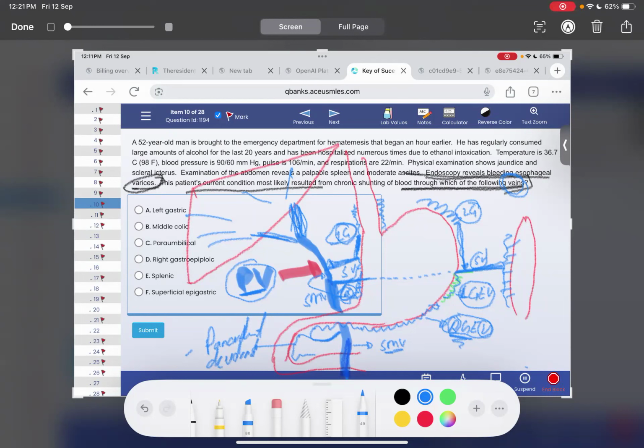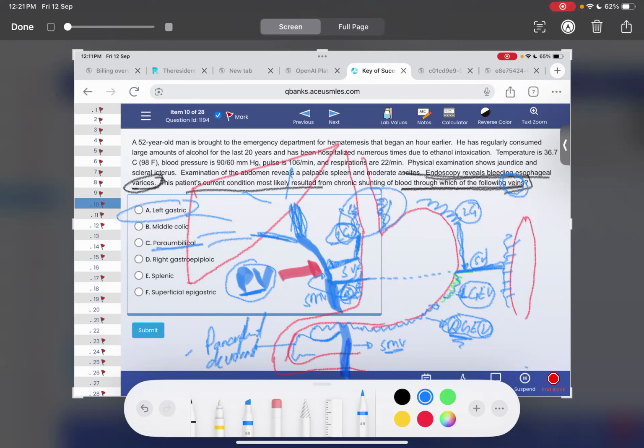The endoscopy revealed bleeding esophageal varices. The patient's current condition is most likely resulting from chronic shunting of blood through which of the following veins? So the esophagus is over here. Which vein is present over here? Left gastric. Perfect. Left gastric is present over here.